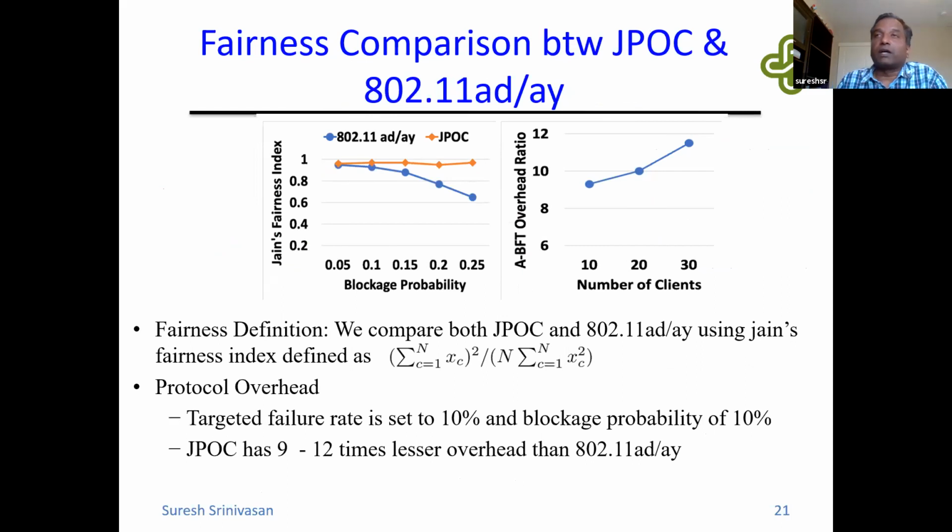Further, we compared the fairness. We used Jain's fairness index to compare JPOC and 802.11ad and ay. When we increased the blockage probability, we saw that 802.11ad started to deteriorate and gave unfair initial access as the blockage probability was increased. Compared to that, JPOC performed much better, giving much fairer initial access, with 9 to 12 times lesser overhead as compared to 802.11ad and ay.